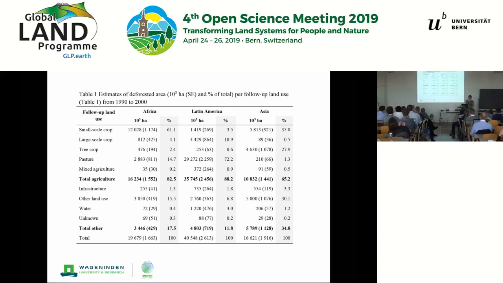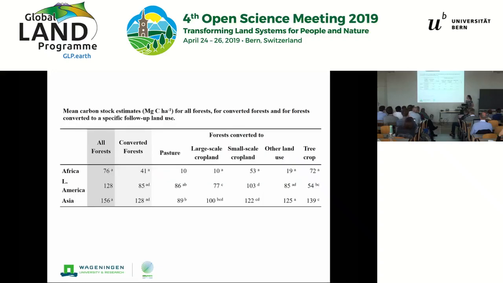And you can also start combining it with all kinds of other spatial information. For example, we combined this data with a global biomass map. And we looked at the mean carbon stock estimates of all the forests in these continents, and you can compare that with the converted forest. You see here, and this is quite obvious in Latin America, that these converted forests have a much lower carbon stock. But you also see, if you look at forests specifically converted to pasture and, for example, small-scale cropland, that small-scale cropland occurs much more in these higher carbon forests.